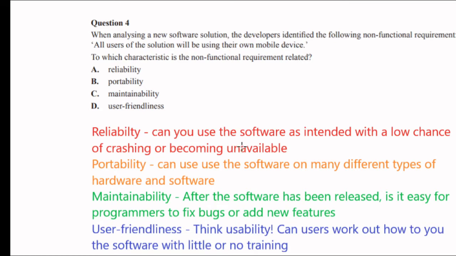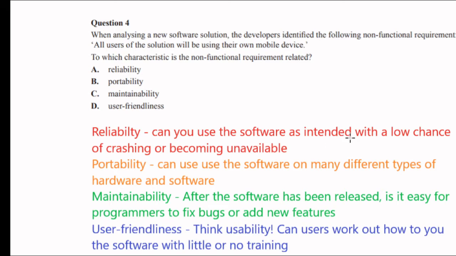So if your software is an internet website, good reliability would be your website is always available. You never have that crash screen where your server can't connect to that website. So that's good reliability when there's pretty much no chance of that happening.